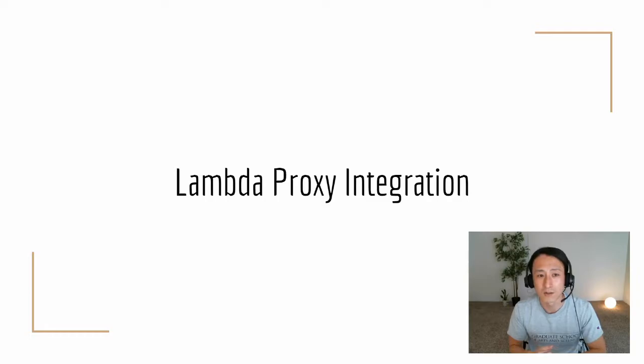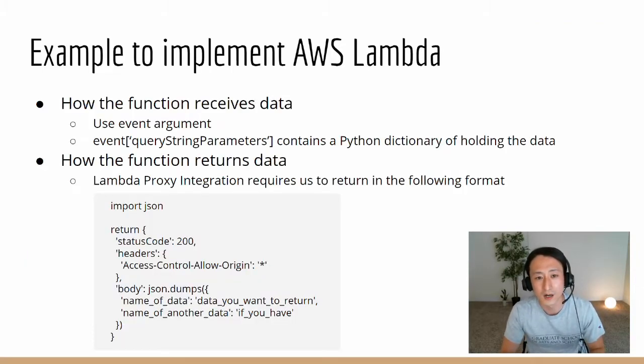If you want to know more, you can go to Google and type the keyword, Lambda proxy integration. From here, we are actually going to make an example of this API by using AWS Lambda and API Gateway.